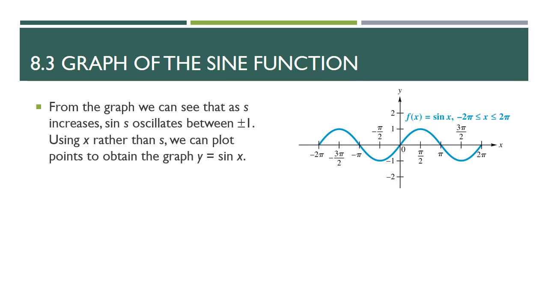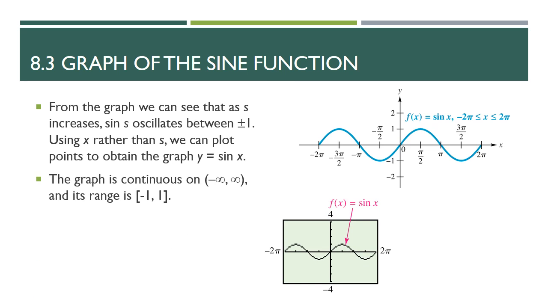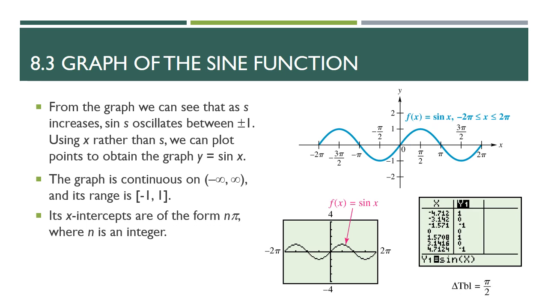And this is the graph of the sine function, and we can see that as s increases, and s would be the value of the angle. In fact, we're going to change that from s to x. But as x increases, the y value is going to go back and forth between 1 and -1. And the graph is continuous. You can draw it without lifting your pencil over the domain of all real numbers. The range is -1 to 1.